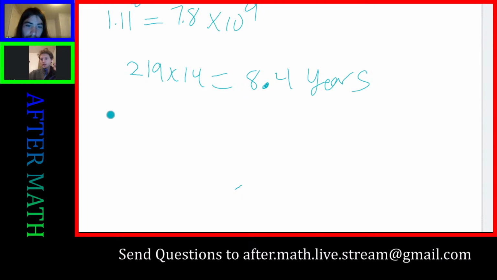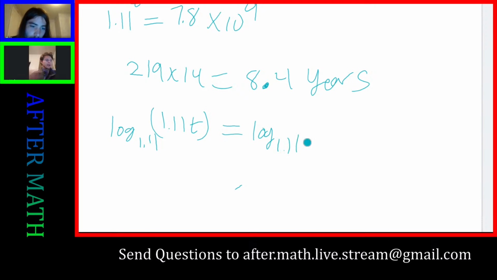And just really quick, to show the algebra that Jaden did to get to this number, what you do is you take the log of both sides of this equation. So you take the log of 1.11t like this and set this equal to the log of 7.8 times 10 to the ninth, right? That's what you did, I'm assuming. Yep. And this is to the t, sorry.